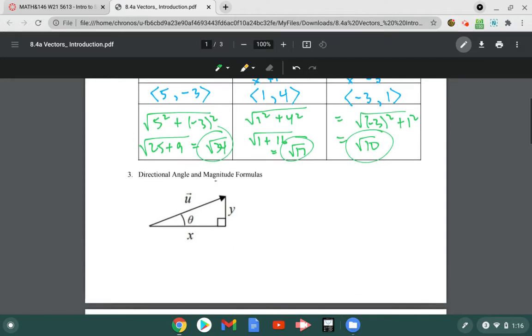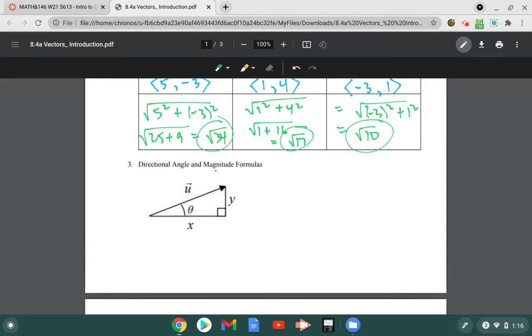We want to talk about the directional angle as well. So if I were to describe this vector u in terms of its component form, the component form is x comma y. If I were to do the magnitude of vector u, I can say the magnitude of vector u is equal to the square root of, this is the Pythagorean theorem, x squared plus y squared. If I wanted to find this angle, my directional angle, knowing what x and y are, I can go ahead and use a tangent.